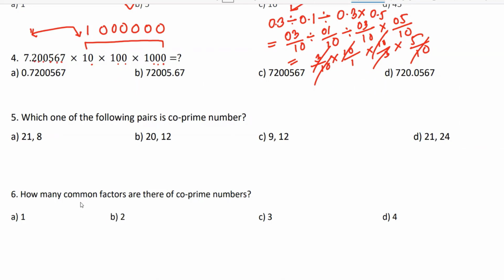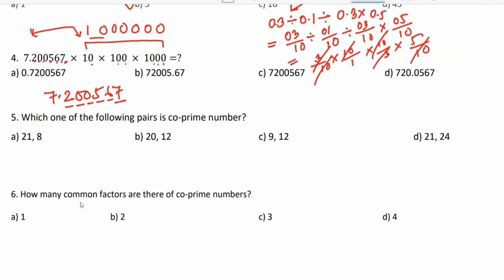Why do we multiply with 1 with 60? That means the decimal is converted here. So now this answer, if we convert the decimal here, is 7.2200567. Now 1 decimal, 2 decimal, 3 decimal, 4 decimal, 5 decimal, 6 decimal.